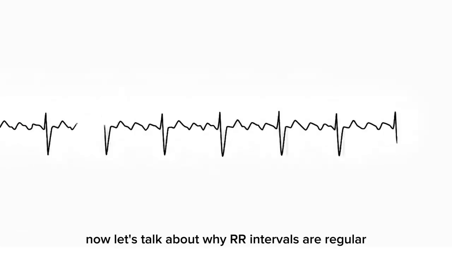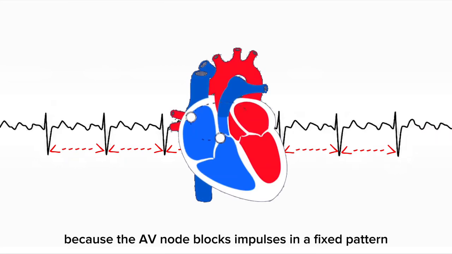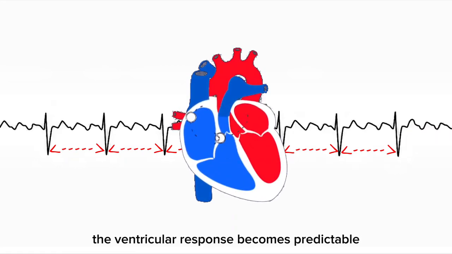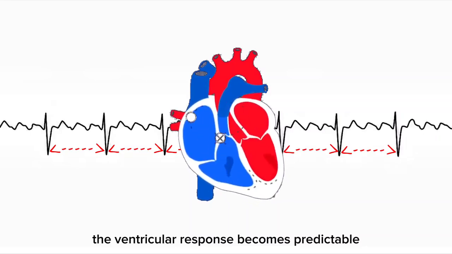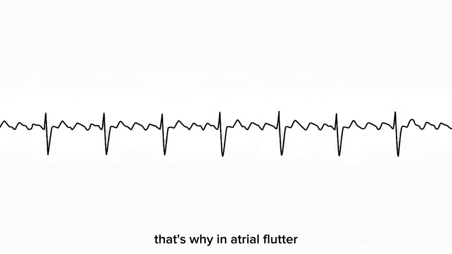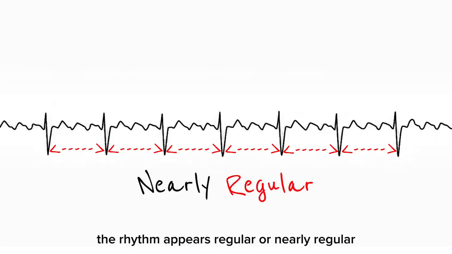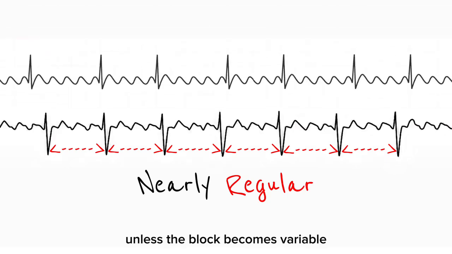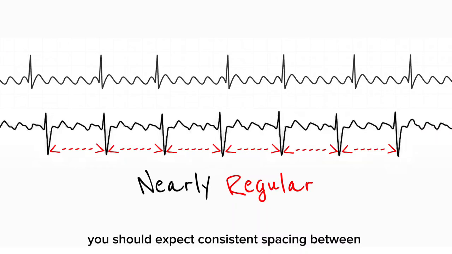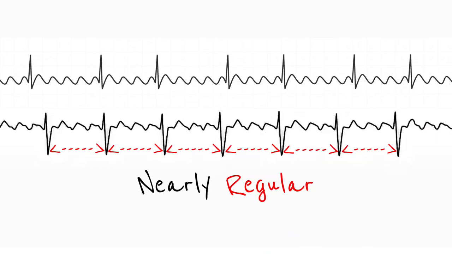Now let's talk about why RR intervals are regular. Because the AV node blocks impulses in a fixed pattern, the ventricular response becomes predictable. That's why in atrial flutter, the RR intervals are often identical. The rhythm appears regular or nearly regular. Unless the block becomes variable, which can happen, you should expect consistent spacing between QRS complexes.